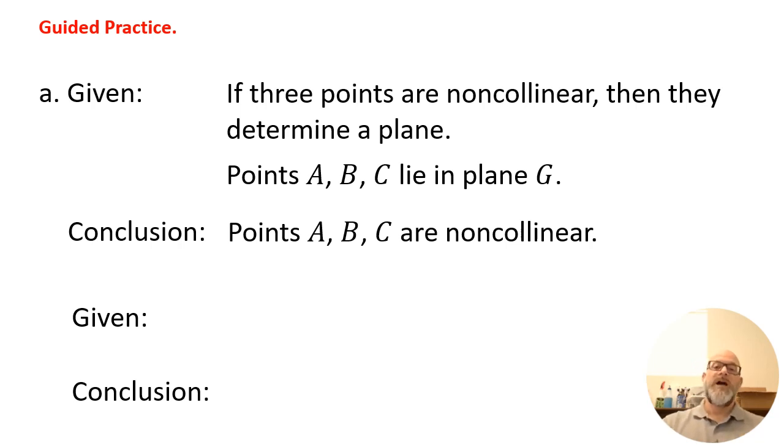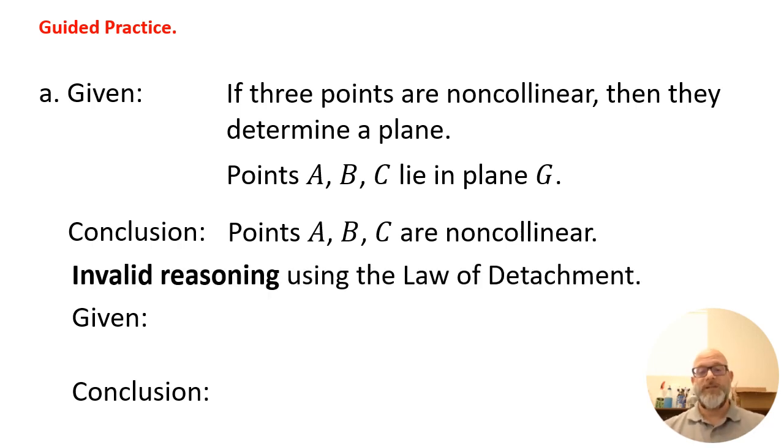If 3 points are non-collinear, they determine a plane. Points A, B, and C lie in a plane. Conclusion? Points A, B, and C are non-collinear. What do you think? Is that valid or invalid logic? Does that follow the law of detachment? No, that's invalid reasoning using the law of detachment.